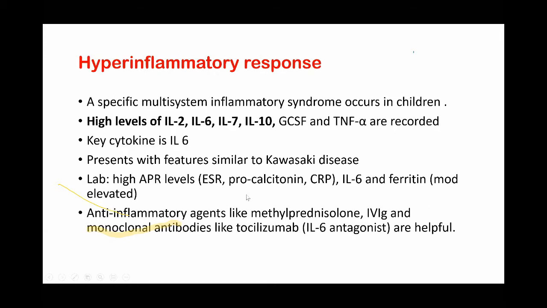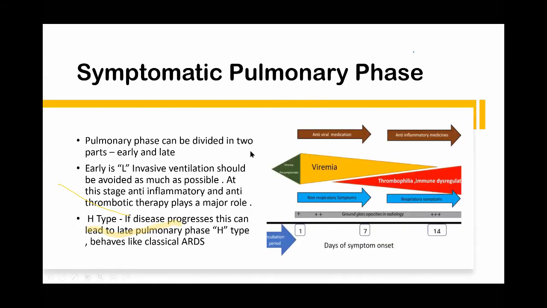So coming to the hyperinflammatory response, as I said, there are a lot of inflammatory markers being released at this point of time. The anti-inflammatory drugs at this point of time are methylprednisolone, IVIG, and tocilizumab. Coming to the symptomatic pulmonary phase, as I said, we can divide it into two parts.